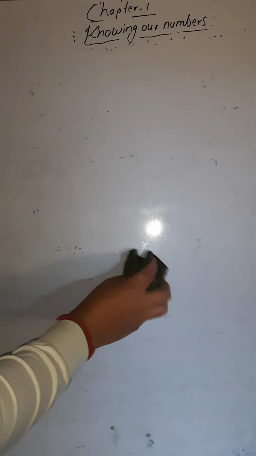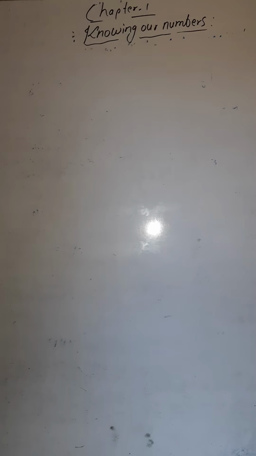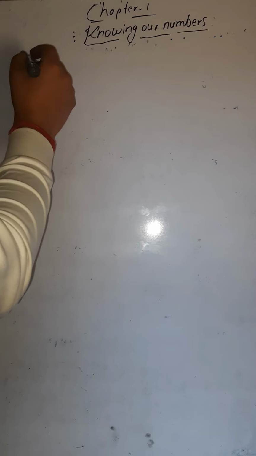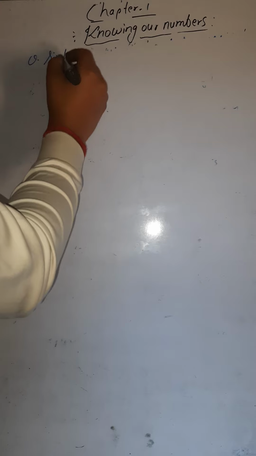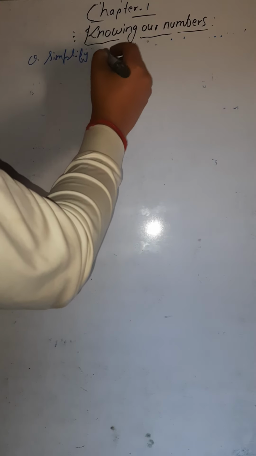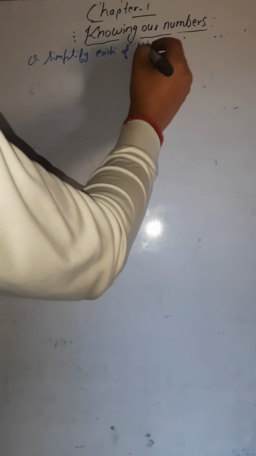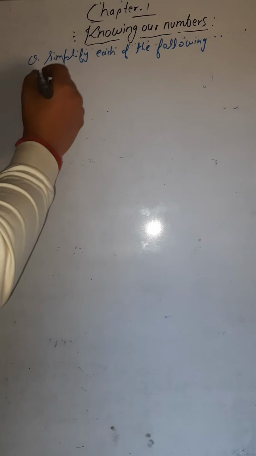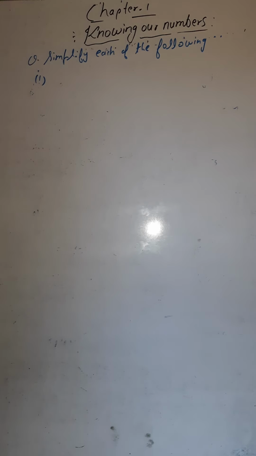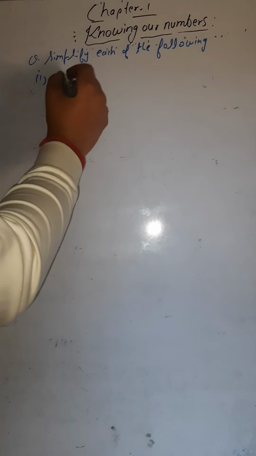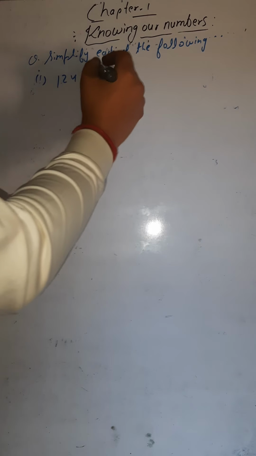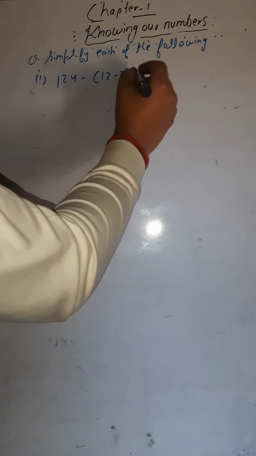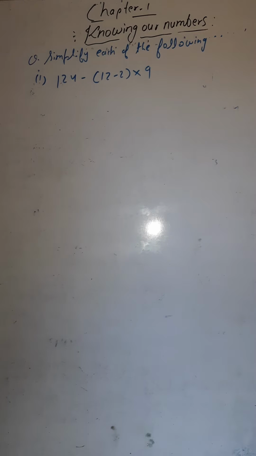Last question for today. And the question is, write down the question. Simplify each of the following. So how do you simplify? Question number 1 is, for simplification you should know this BODMAS rule. Okay, so let me write some questions here. 124 minus (12 minus 2) multiply by 9. So how do you solve this now?